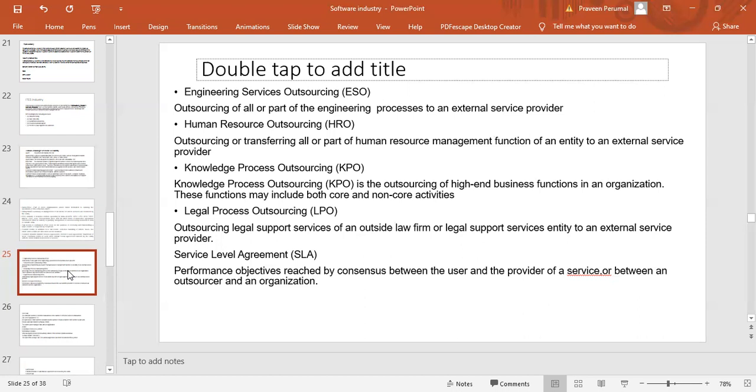SLA, service level agreement, performance objectives reached by consensus between user and provider of service or between outsourcer and an organization. MSA, master service agreement, contract that states the responsibilities, rights, obligations of one party with another.